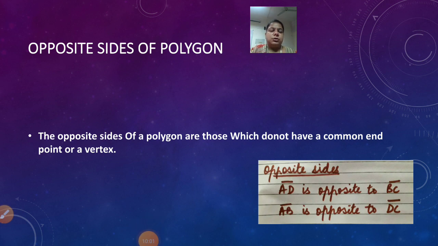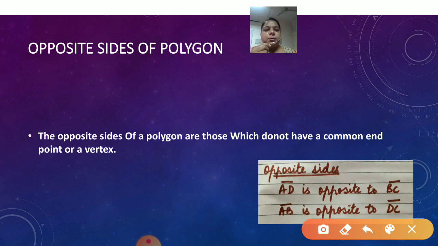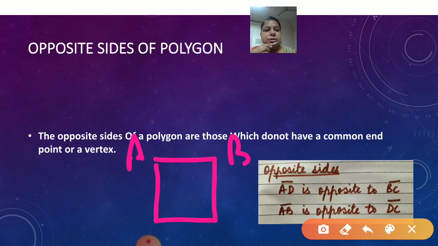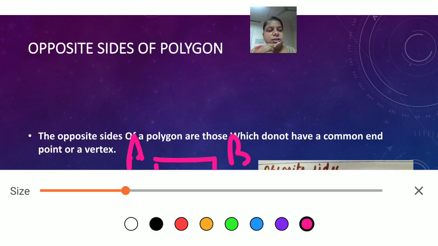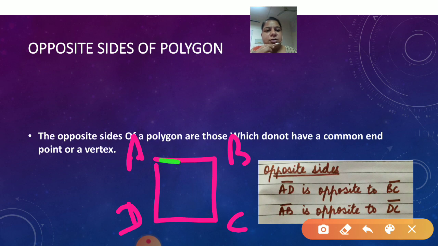Now next we are going to discuss what are the opposite sides of a polygon. Opposite sides of a polygon are those which do not have a common endpoint, or which do not have a common vertex. Okay, so if I draw a polygon here naming A, B, C, D, this is point A, this is point B, C and D. So you can check the opposite side. If I talk about AB, what is the opposite side which does not have any common vertex? First of all, just check what are the vertices of side AB. It's A and B. So you need to take a side in which points A and B are not included.